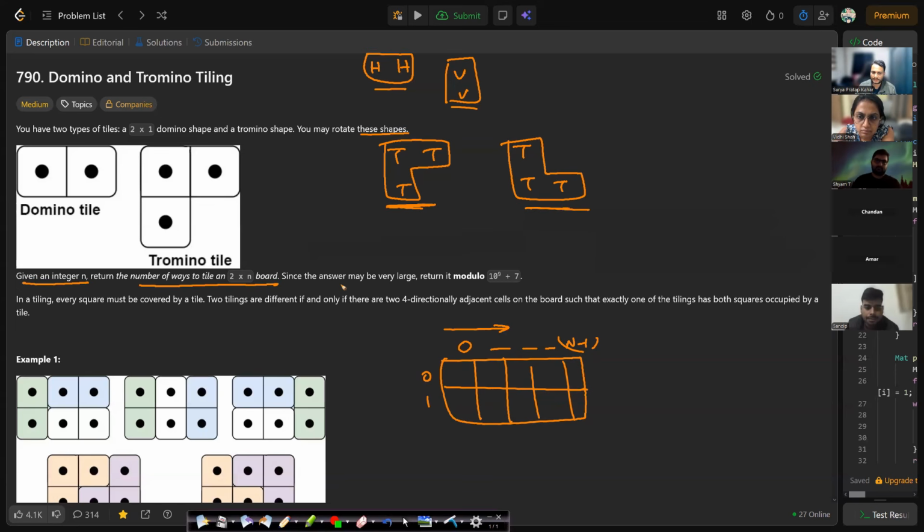And it is also saying that you can have a lot of number of ways, and that's why you have to take modulo 10 to the power 9 plus 7. As soon as you see this, you have to use the modulo arithmetic concept. You know already how to use that, right?